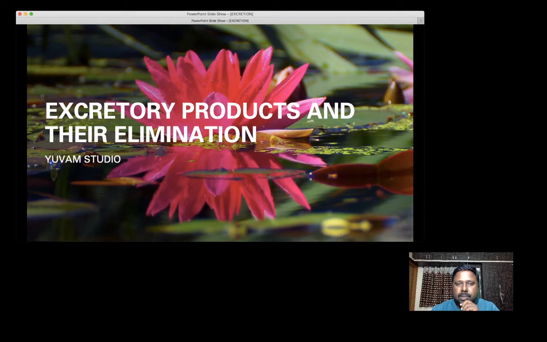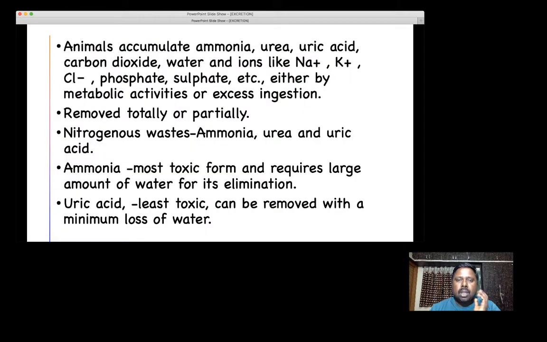First of all, in animals, some waste material is produced in the body due to metabolism. Some animals produce ammonia, urea, uric acid, and carbon dioxide, and some water also. This is produced by metabolism or excess ingestion. This excretory or waste material is completely or partially removed from the body. These waste materials are divided into some categories.